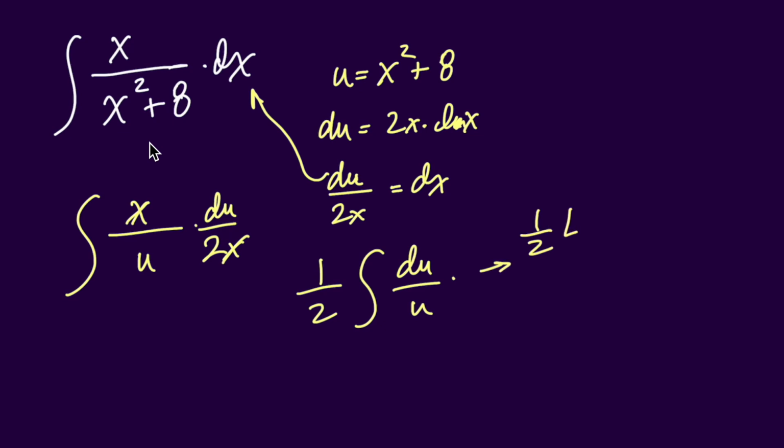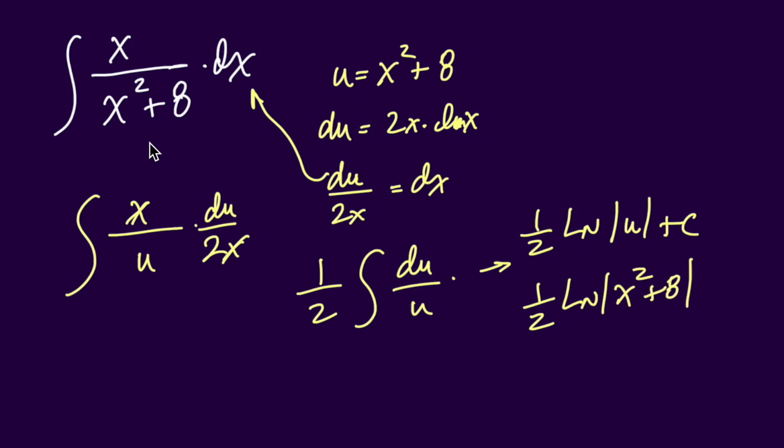We're going to end up with 1/2 ln absolute value of u plus c, 1/2 ln of absolute value of x squared plus 8 plus c, and truly we really don't need those absolute value signs because x squared plus 8 will be a positive argument.